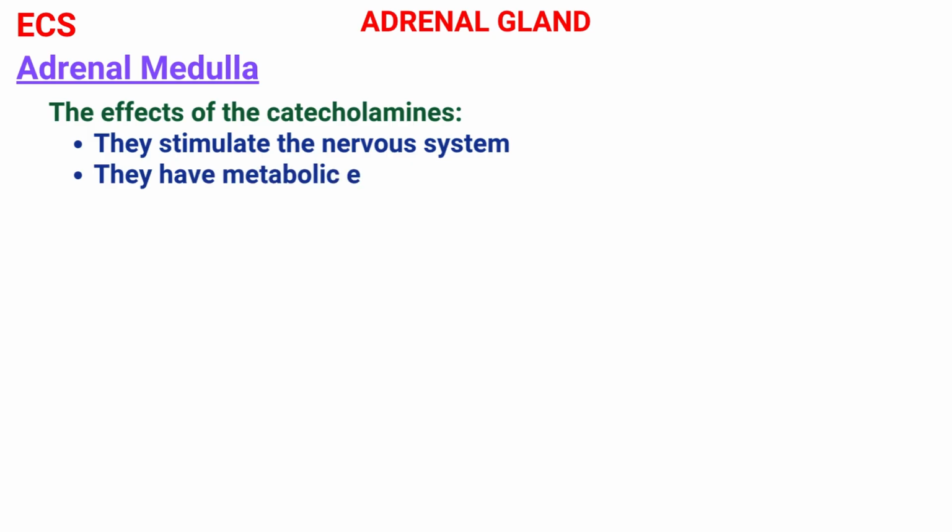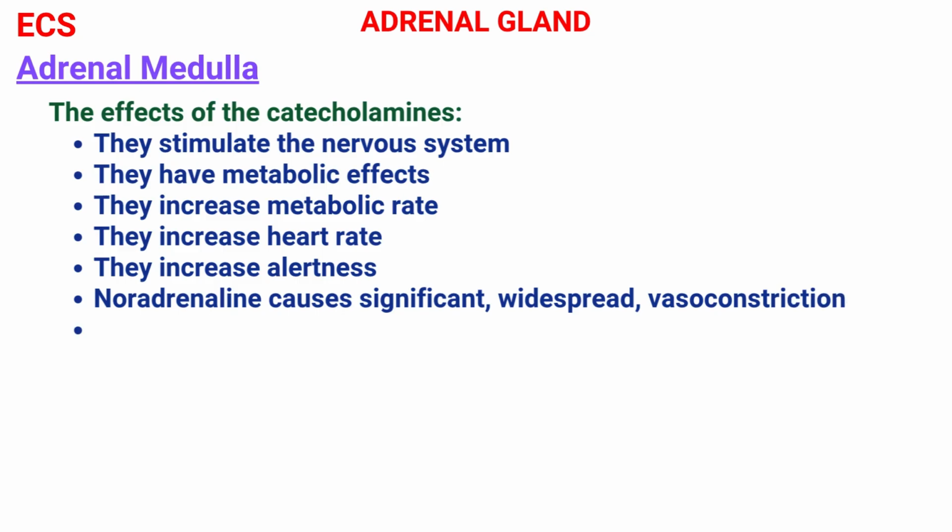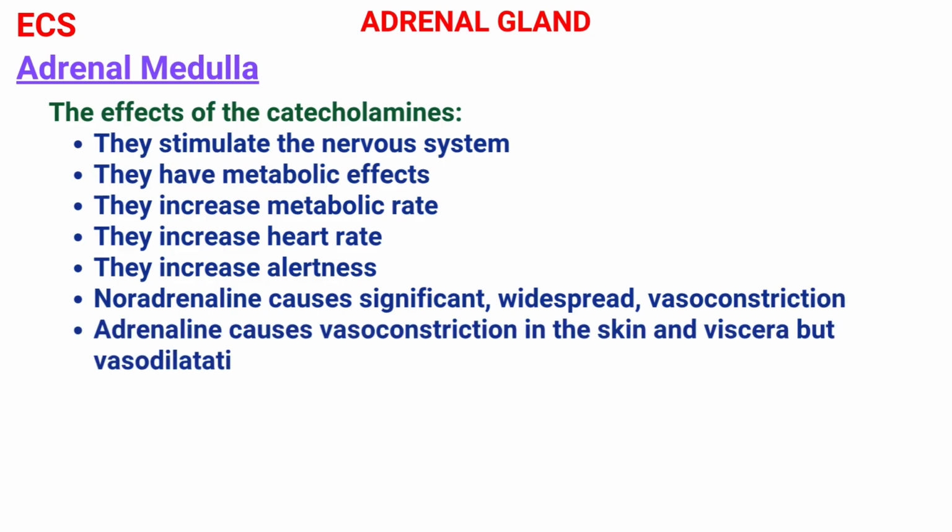What are the effects of catecholamines in our body? They stimulate the nervous system, they have metabolic effects, they increase metabolic rate, they increase heart rate, they increase alertness. Noradrenaline causes significant vasoconstriction. Adrenaline causes vasoconstriction in the skin and viscera, but vasodilation in skeletal muscles.